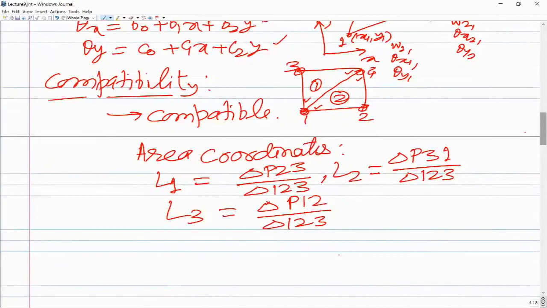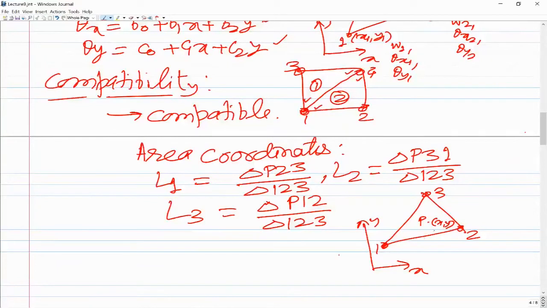So the area coordinates: this is the triangle, these are the nodes, this is node 1, this is 2, this is node 3, and P is any point inside the triangle with coordinates x, y. When we define the area coordinate L1, that corresponds to node 1. It is the ratio of the area of the triangle excluding node 1, which is the triangle P23, divided by the area of the entire triangle.